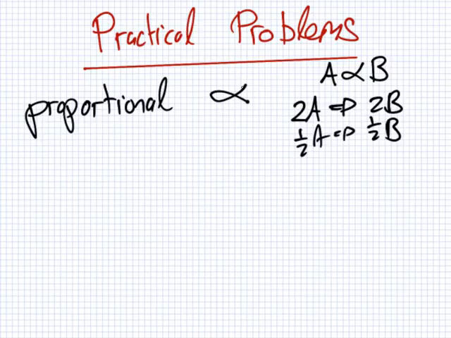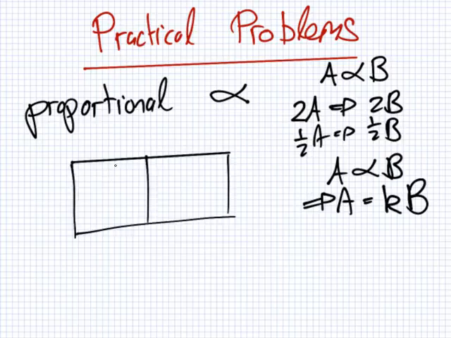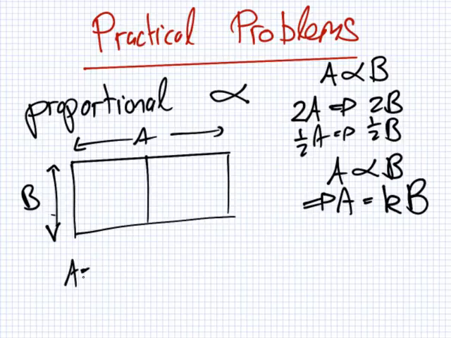There is a way to drop a proportional. So if you say A is proportional to B, that's the same as saying A is equal to some constant K multiplied by B. Okay? This is how you can drop it. I'll give you a simple example of this. Let's say I have two squares. So we'll call this side here A and this side here B. So let's say A is 10 centimeters and B is 5 centimeters.